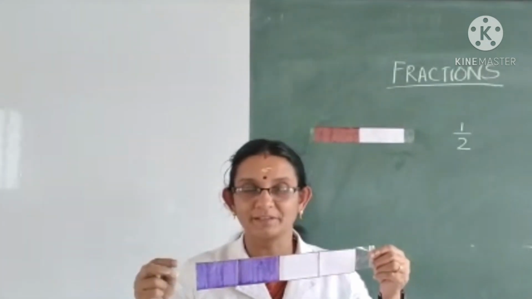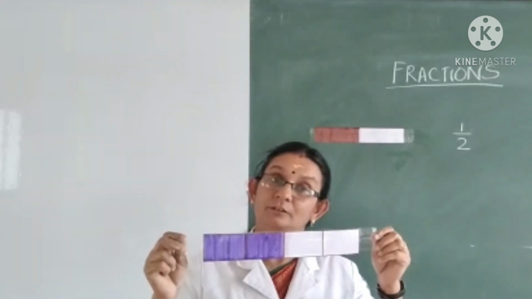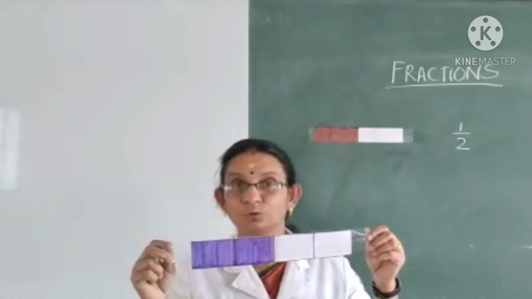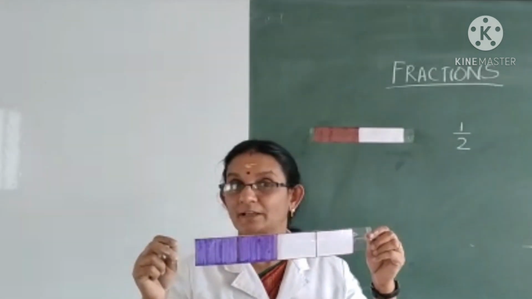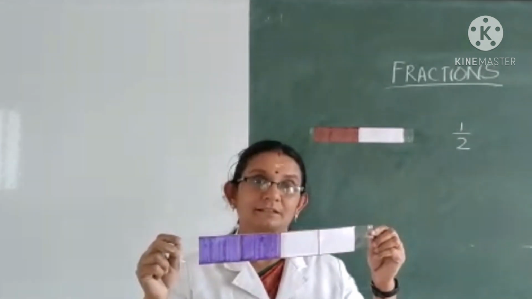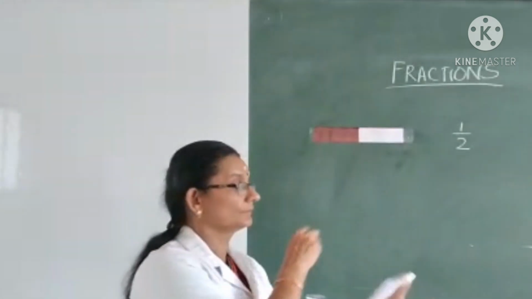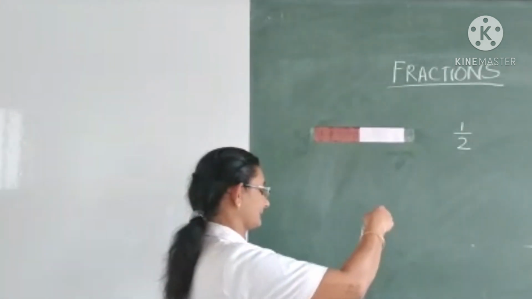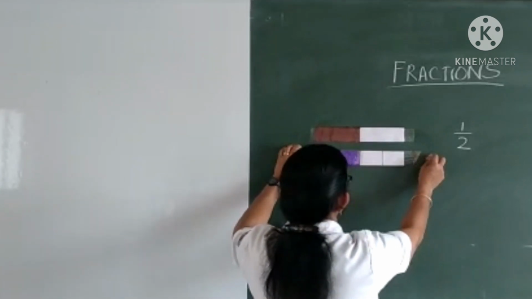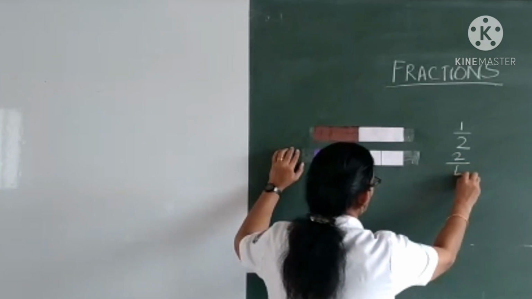Now, look at the strip here. How many parts are there? 4 parts are there, isn't it? And how many parts are shaded? 2 parts are shaded. So, what is the fraction? Can you tell me? Yes, it is 2 by 4. So, the fraction is 2 by 4.